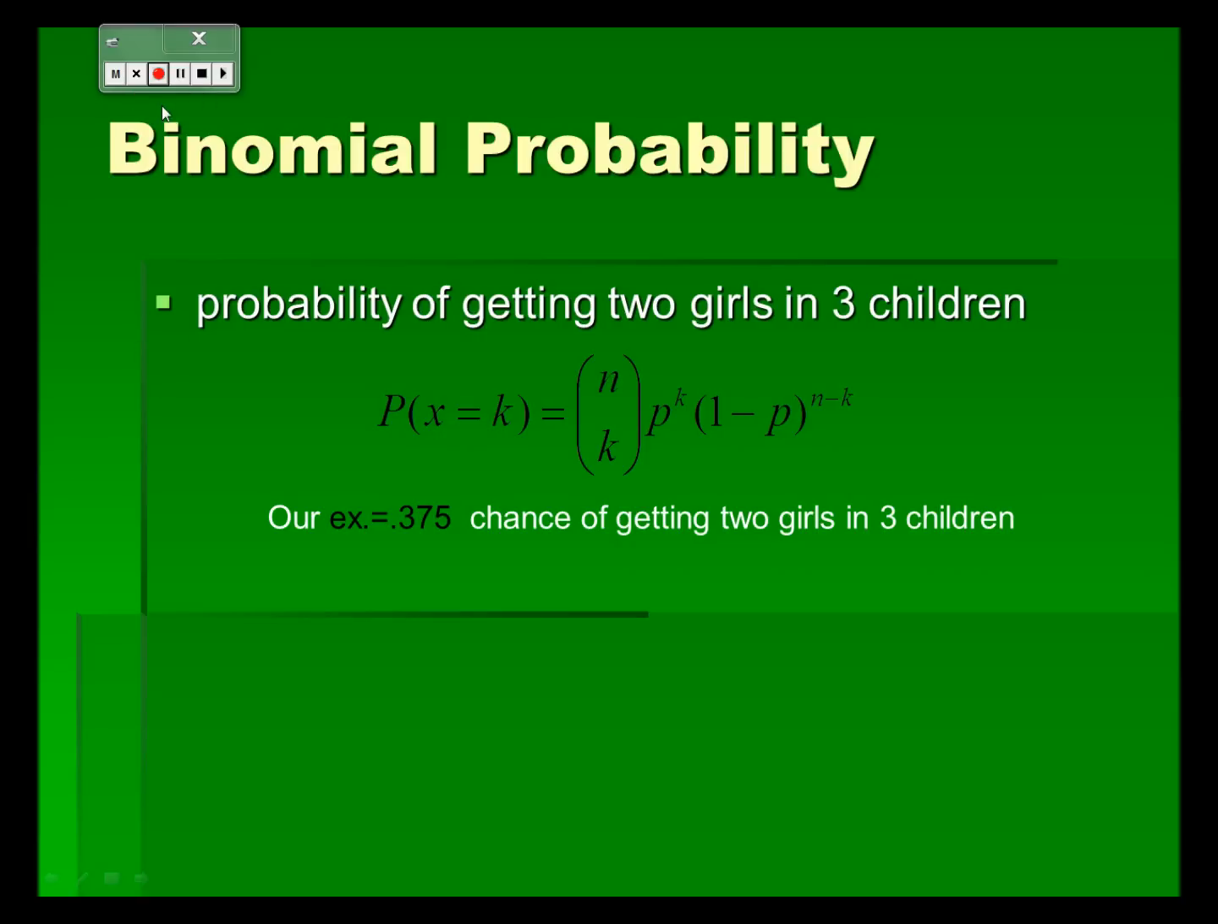I can then turn that into a binomial probability. What's the probability of getting 2 girls in 3 children? I'm going to use the binomial formula: n choose k, the binomial coefficient, times the probability of success raised to the k, times the probability of failure raised to the n minus k. And you can calculate all this out. 3 choose 2, times 0.5 raised to the 2, times 0.5 raised to the 1. And you'll see that it is 0.375.